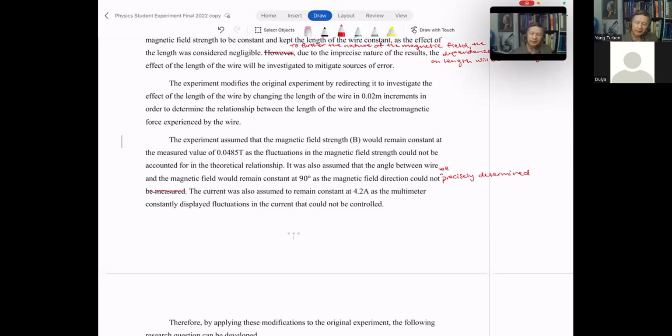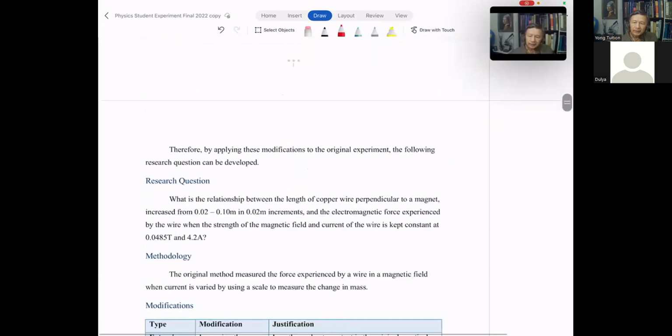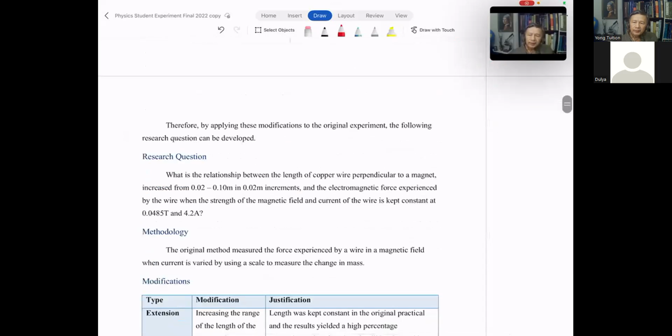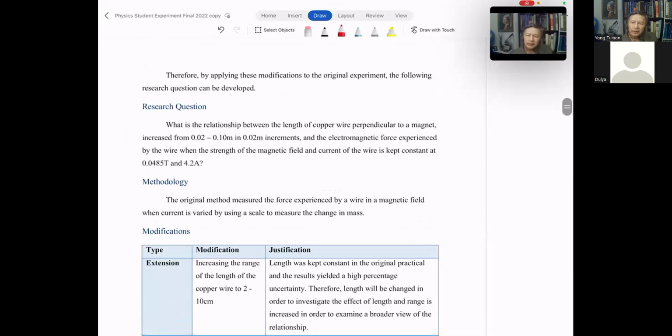Okay, let's go to the next one. Next page. So this is just a link to the research question. Can you read that? What is the relationship between the length of a copper wire perpendicular to a magnet, increased from 0.02 to 0.10 meters in 0.02 meter increments, and the electromagnetic force experienced by the wire? Yeah, that's a research question. Okay, what's the methodology?